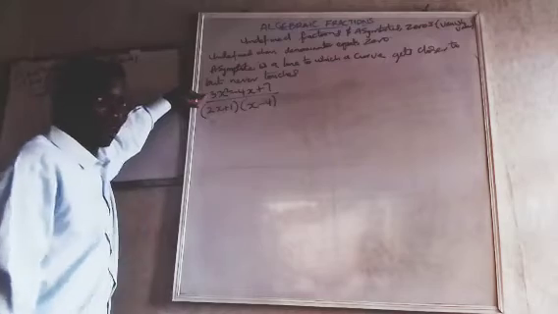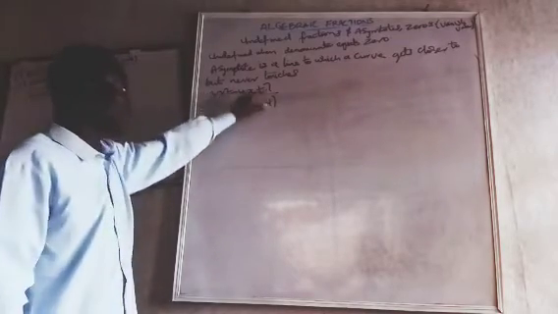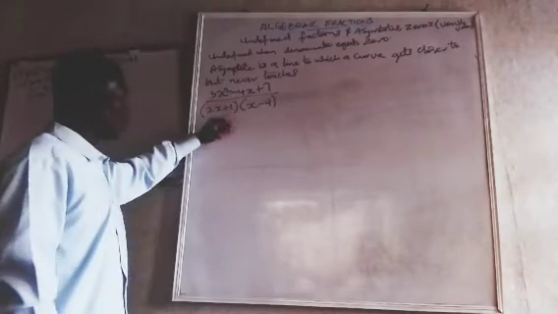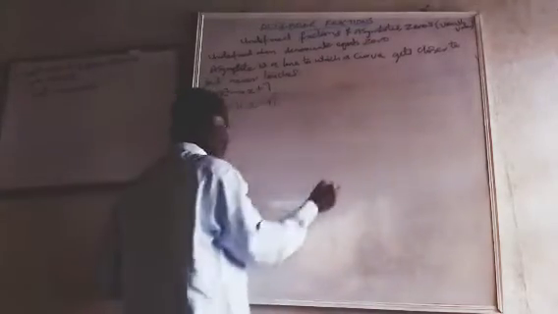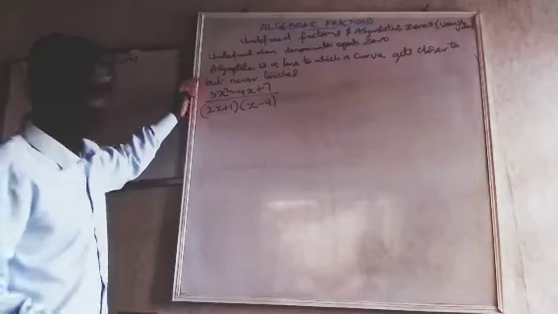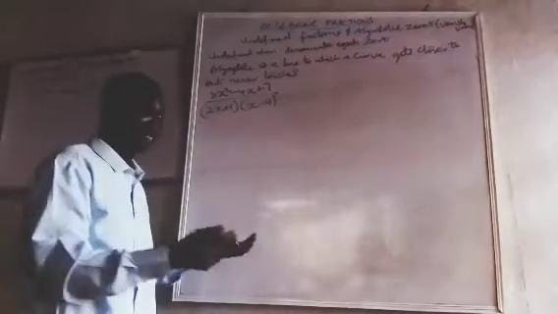Let's quickly look at this. It's asking, at what point will this expression be undefined? We have 3x squared minus 4x plus 7 divided by 2x plus 1 brackets multiplied by x minus 4 brackets. We have already said that when the denominator is 0, this expression will be undefined. So which means that if any of these two is 0, this expression will be undefined. And at what point can that happen?